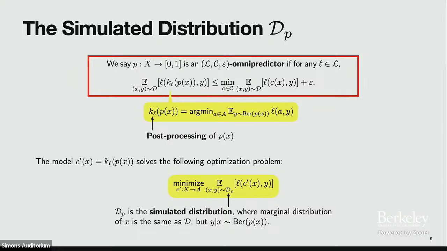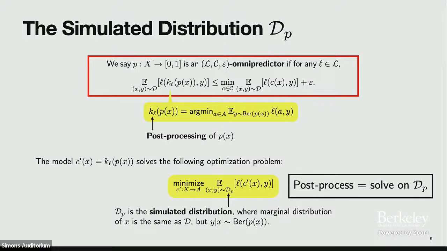So what this says is that D_p tries to simulate the true distribution by first drawing the individual x from the true distribution, but then it generates fake outcomes using the Bernoulli distribution with mean p(x). Almost by definition of KL and D_p, you will realize that KL of p(x) is the solution to the optimization problem on the simulated distribution. So the post-processing procedure is equivalent to solving the problem on the simulated distribution. In the unconstrained setting, we have a very simple solution to the problem on the simulated distribution, which is why we get a very simple post-processing KL.